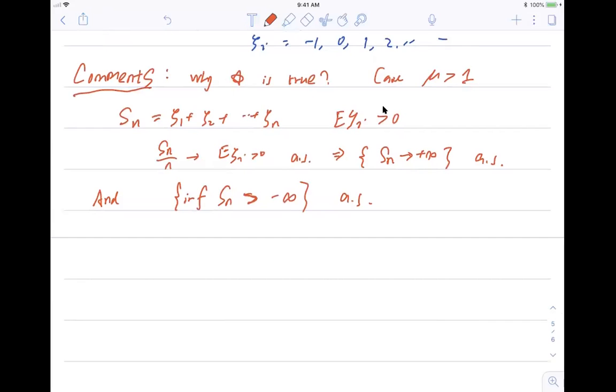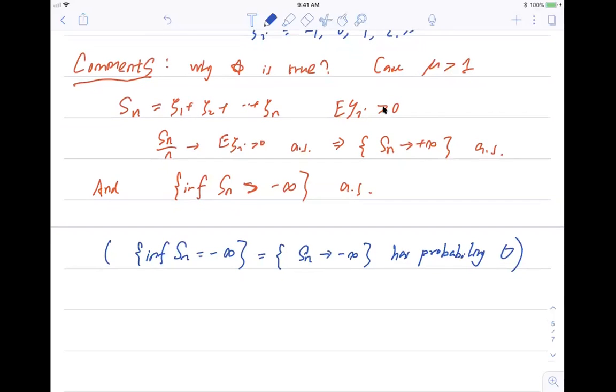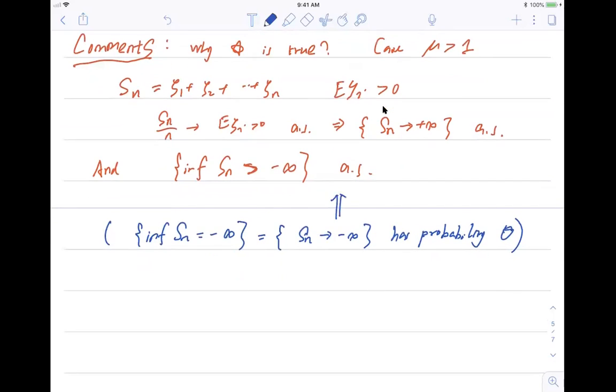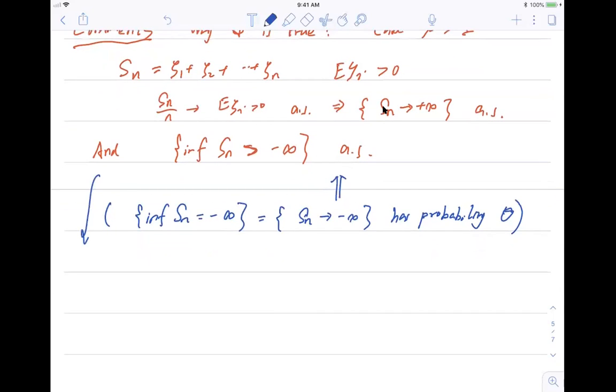So why is this true? The counterpart, that the infimum equals minus infinity, can only happen in an infinite manner, so this has probability 0. So this is true.